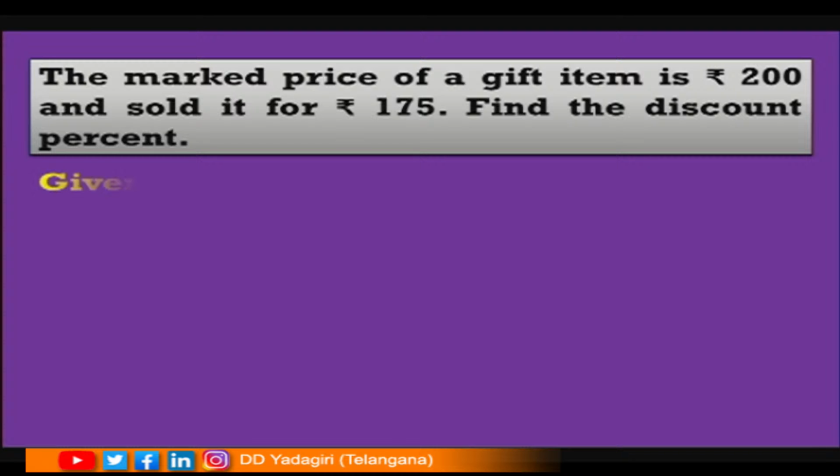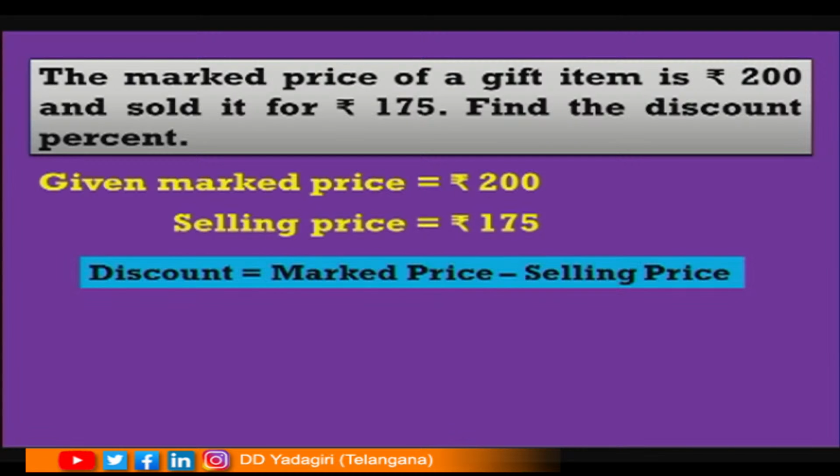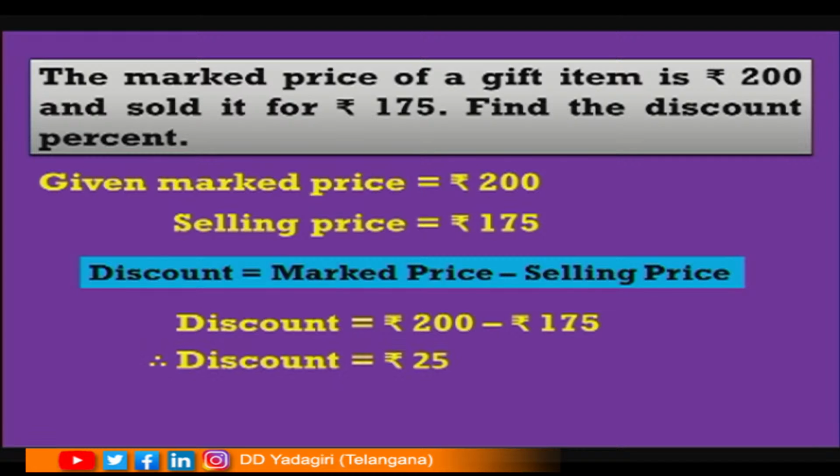Let us start. So, given mark price is 200 rupees, whereas the selling price is 175 rupees. Children, now let us substitute these values in the formula. So, discount is 200 rupees minus 175 rupees. On subtracting, we get the discount as 25 rupees. So, children, what is the discount amount we got? 25 rupees. Do you think the problem is over? No. Here we are not just calculating the discount, we need to calculate the discount percentage.